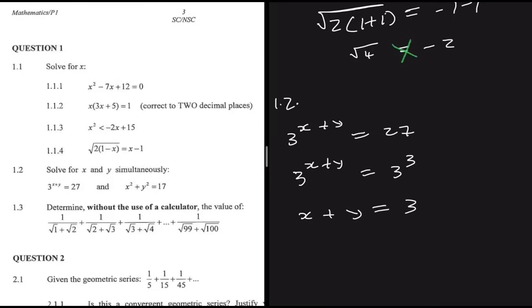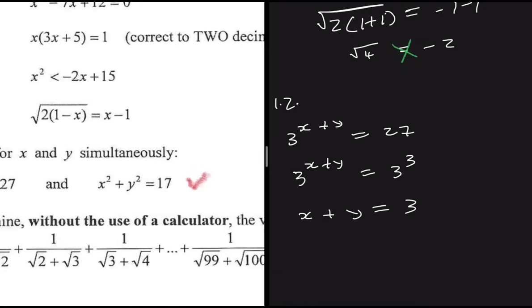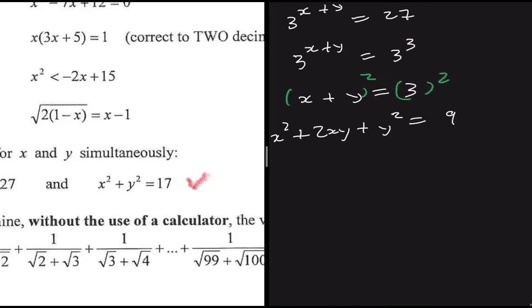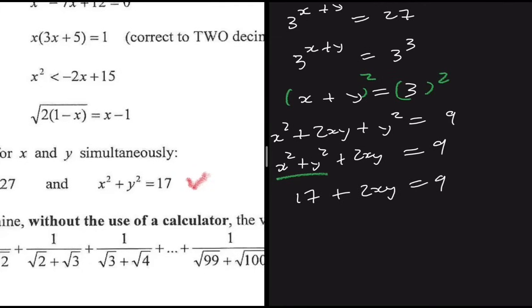So what can we do? We're told that x squared plus y squared is equal to 17. Let's try squaring both sides and see what we're going to end up with. If we do that, if we square both sides, we're going to have x squared plus 2xy plus y squared being equal to 9. Right. And then we can have x squared plus y squared plus 2xy being equal to 9. We know that x squared plus y squared is equal to 17, right? So let's sub that in there. So we're going to have 17 plus 2xy being equal to 9.